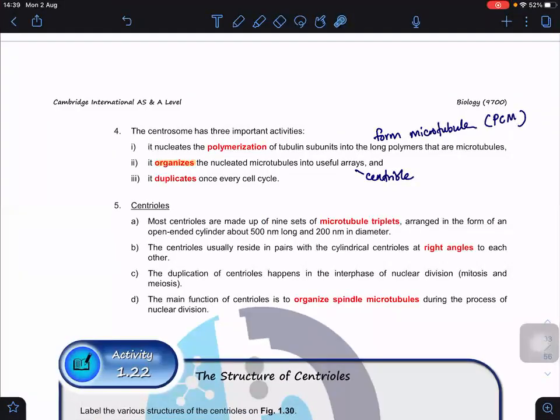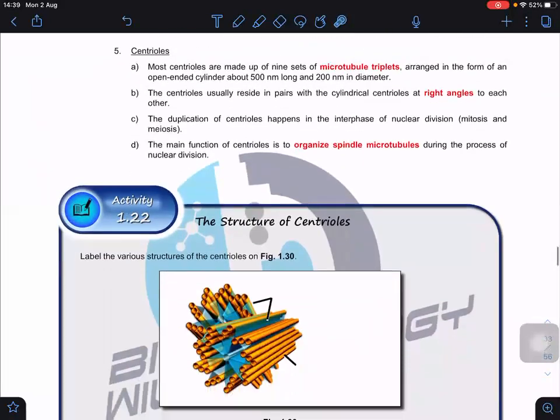So now next, what is the structure of the centriole? Most centrioles are made up of nine sets of microtubule triplets, arranged in what we know as a 9+0 arrangement.